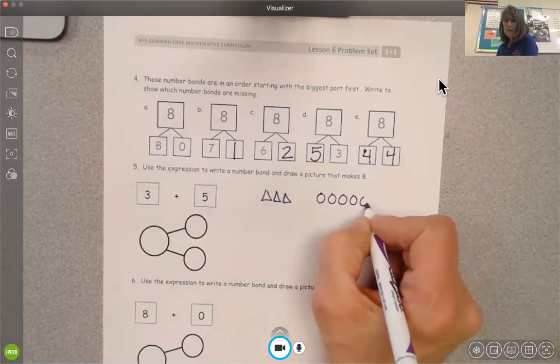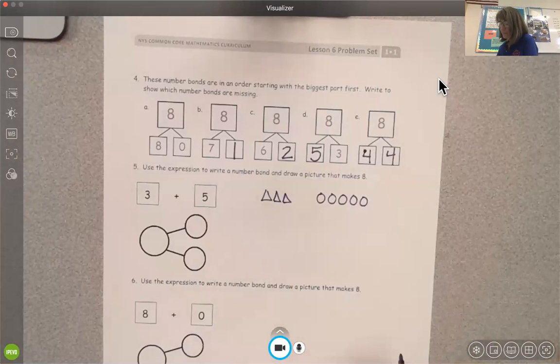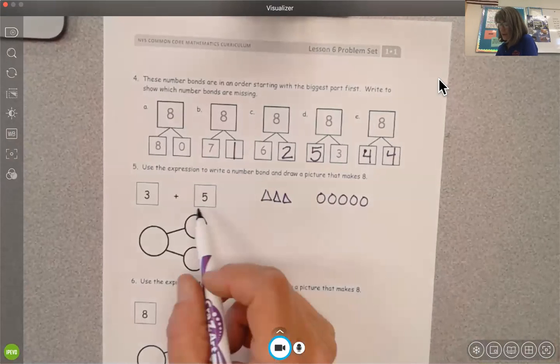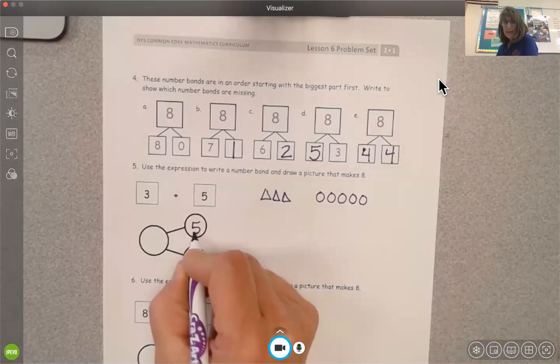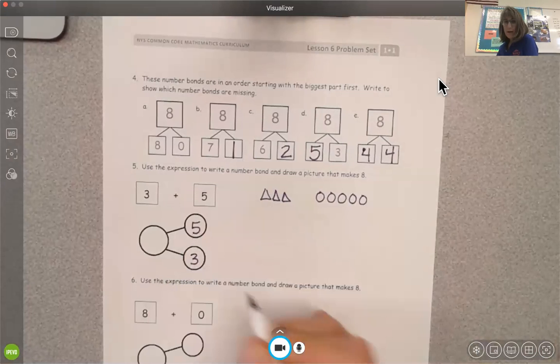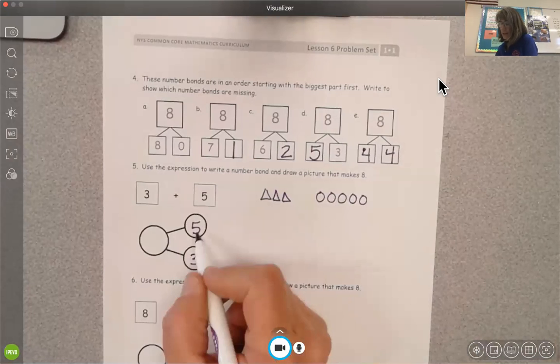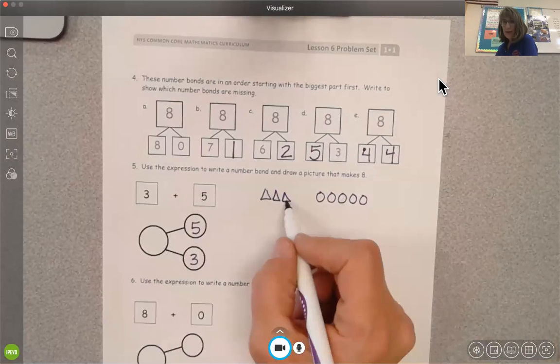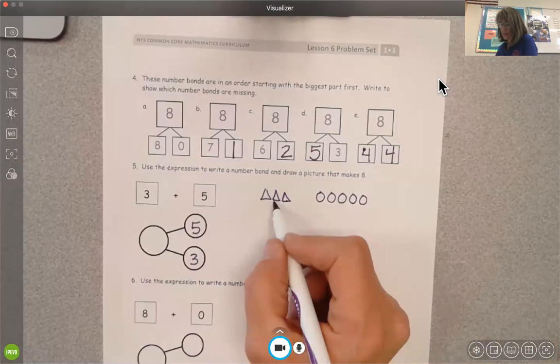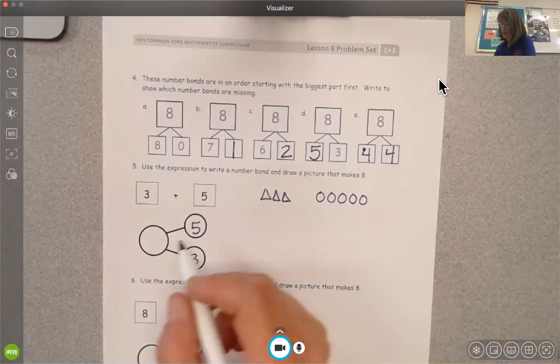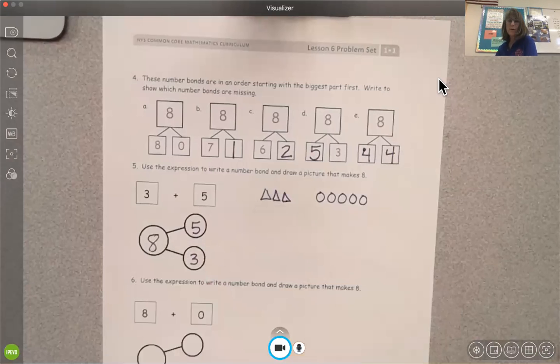How many shapes do I have all together? So I have 5 balls. I have 3 triangles. It doesn't really matter if I put the 3 on the top or the 3 on the bottom. They can go in either one as long as these are the parts and this is the whole number. So we know that 5, 6, 7, 8. 5 plus 3 equals 8. And we did it over here too. 5 plus 3 equals 8. So we knew that was true.